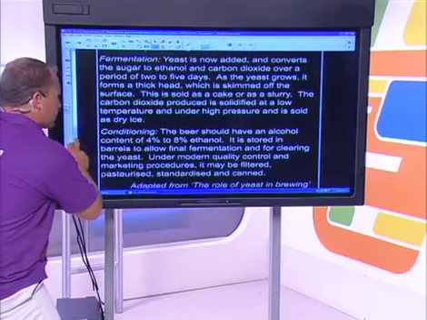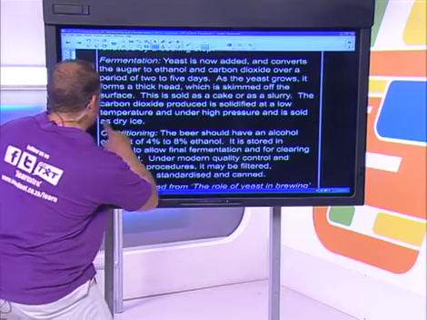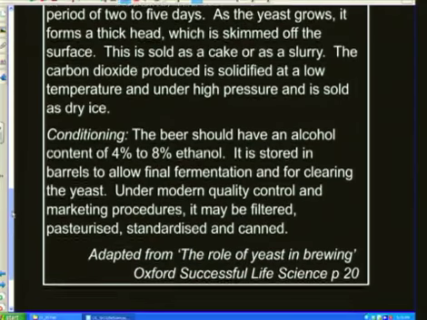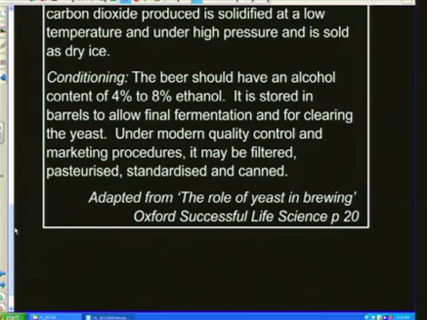And there it is. Carbon dioxide, right? And it becomes dry. You put it aside, and it becomes cool. Now, what we do, conditioning. The beer should have an alcohol content of 4% to 8%. Ethanol, okay? That is exactly what they make. So it's got to have alcohol, ethanol as the alcohol.